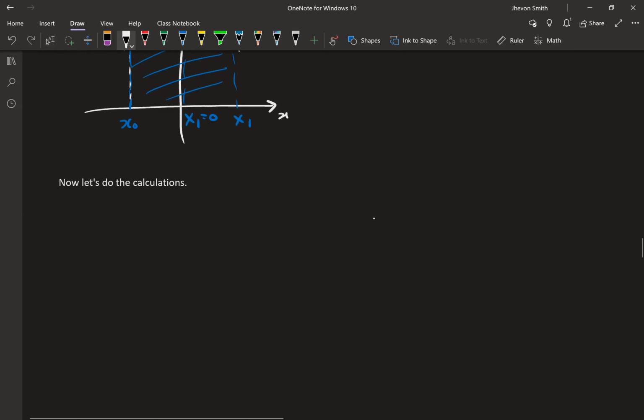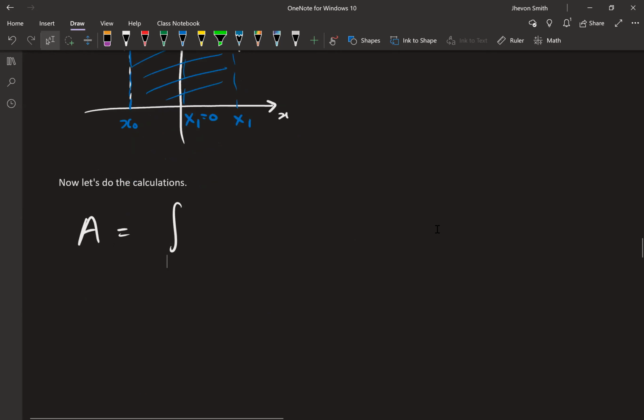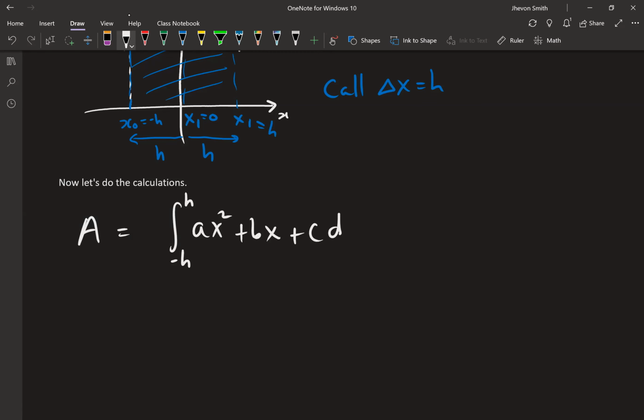Okay, now let's do the calculations. So the area is going to be the integral from, I'm also going to call delta x equals h here for no other reason other than it's just easier to write out. So think of this distance as h and this distance here as h. So I can think of my x0 as minus h, and I can think of my x1 as h, just to make it easier to write out. So this is the integral from minus h to h of ax squared plus bx plus c dx.